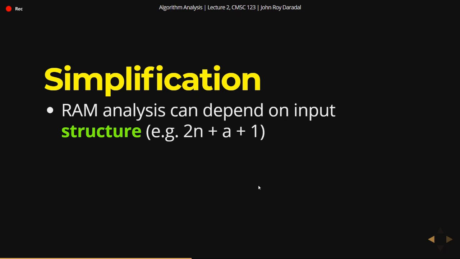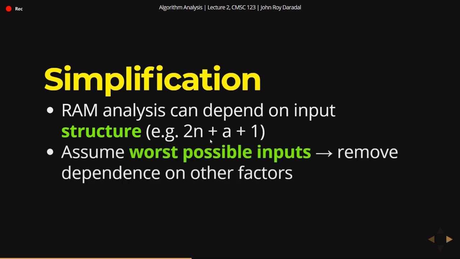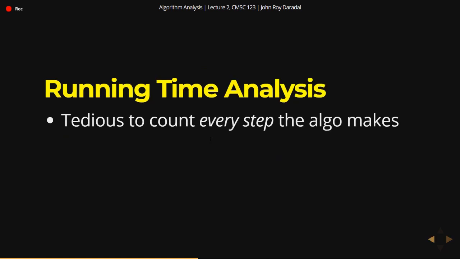So for our simplification, if our RAM analysis depends on input structure, just like what we had in our example of 2n plus a plus 1, we could assume the worst possible inputs to remove the dependence on the input structure. Okay, so we'll assume worst possible inputs. Okay, so that's the second simplification.